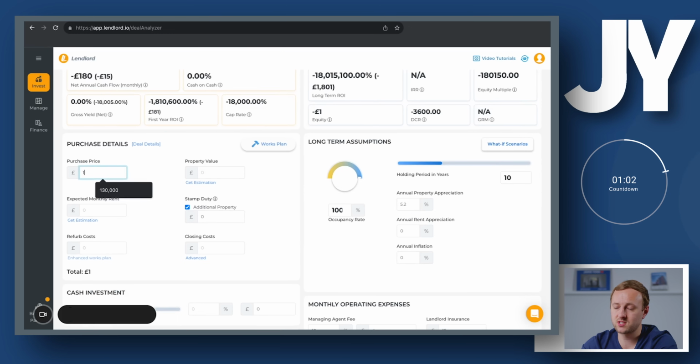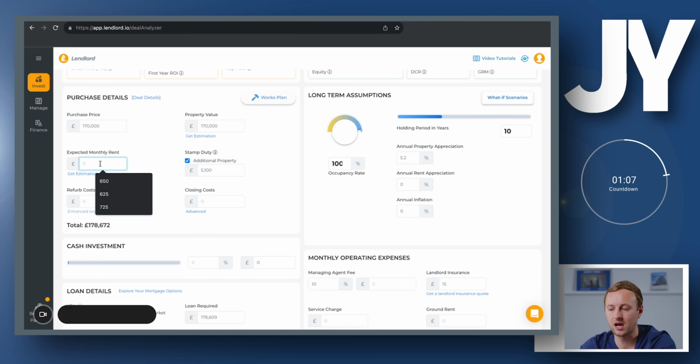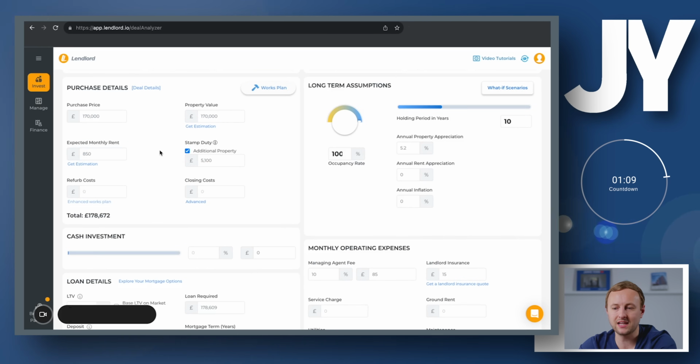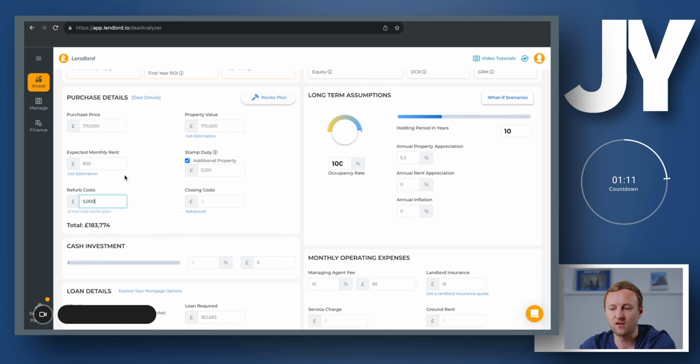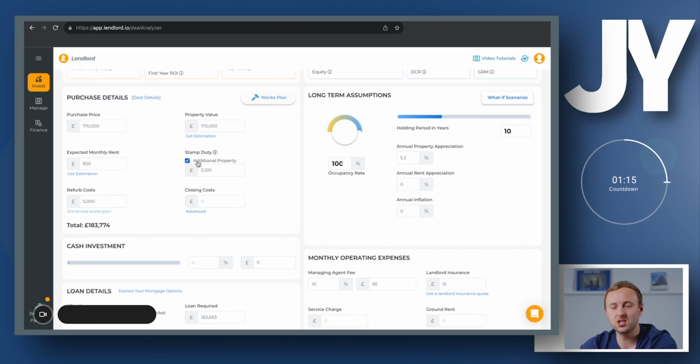We've got the purchase price at 170,000. We're not going to worry about the property value right now. And we said the rent is going to be 850, and we're factoring in £5,000 for refurbishment costs. Now, we're always going to click additional property on the calculator. That's because it's an investment property, and an investment property always accounts for an additional property.